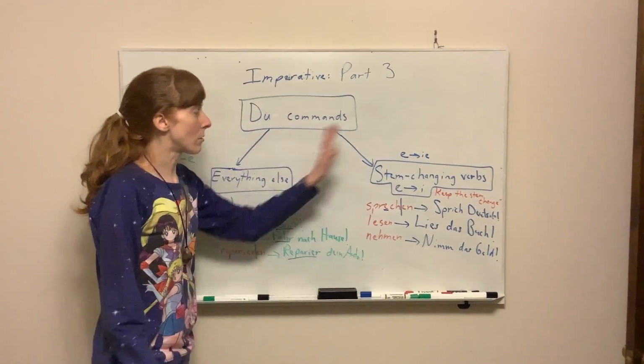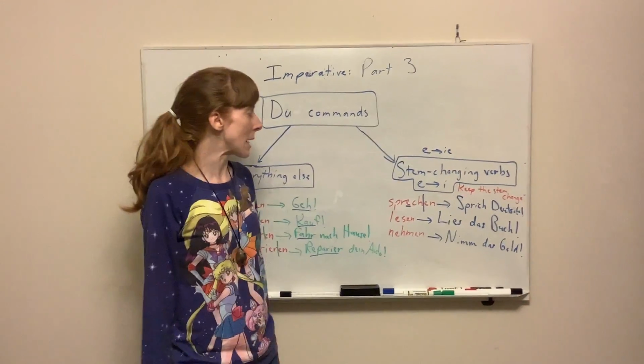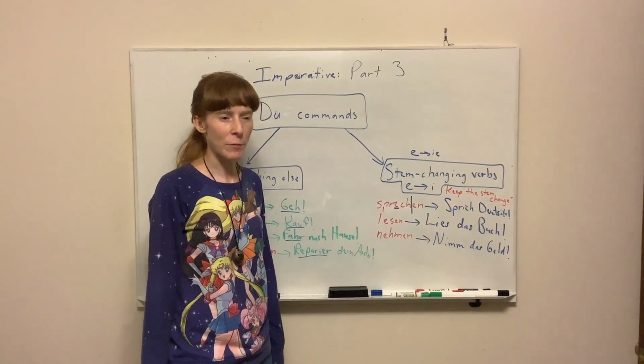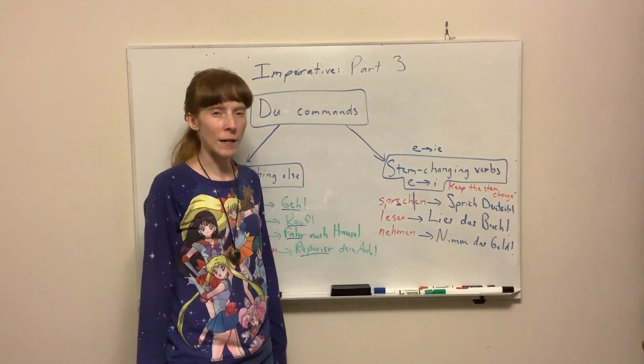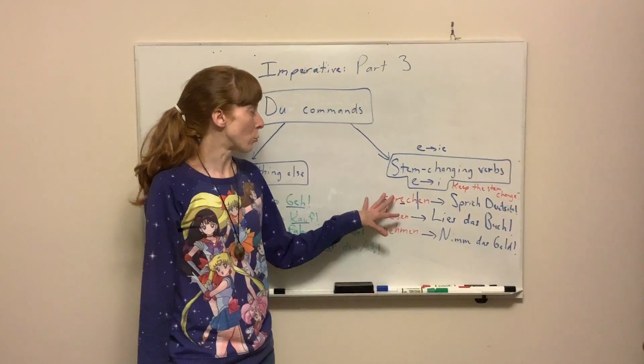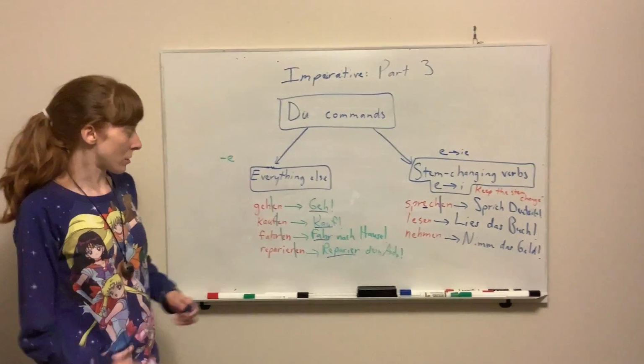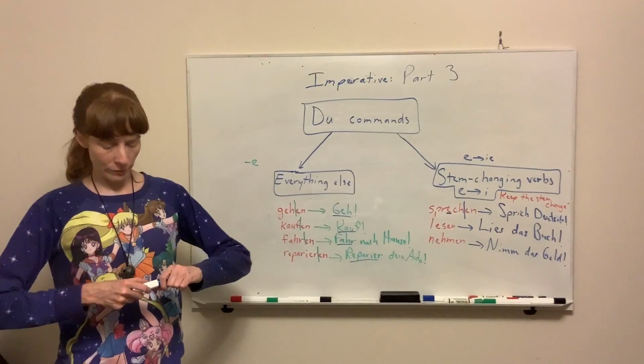Now the good news is you don't have that many stem changing verbs that go from E to I. I think at this point you have maybe 4 or 5 at the most. These are probably the more common ones. So for now, that's it. I'll give you a little bit more later.